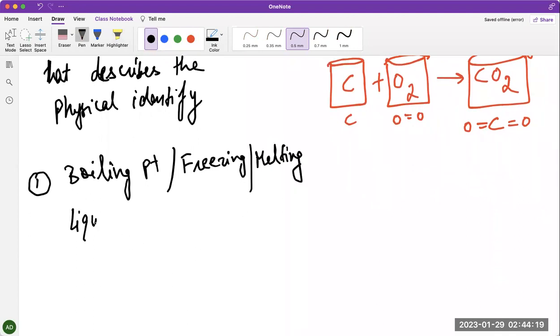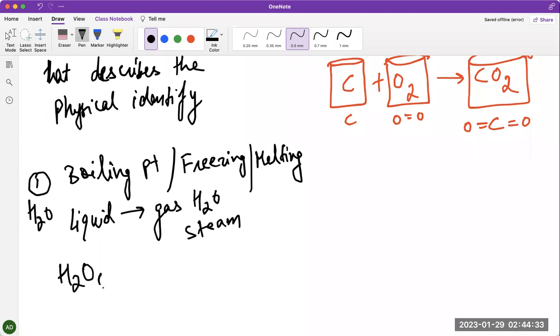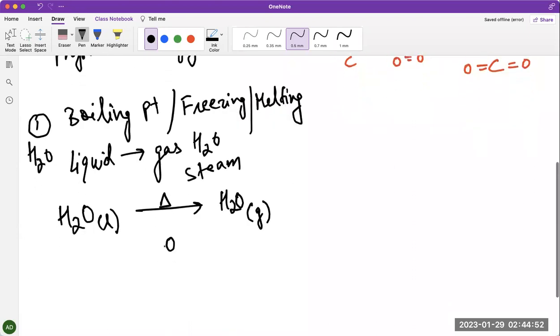When you change a liquid into a gas, like liquid water into water that is gaseous, basically when you're making it steam, what have you done? The H2O molecule, when it's liquid, and then you heat it, heat is shown by this triangle. And when you change it into a gas, which is steam, you see that the H2O stayed H2O. It's not that the H2O actually broke into separate hydrogen and oxygen.